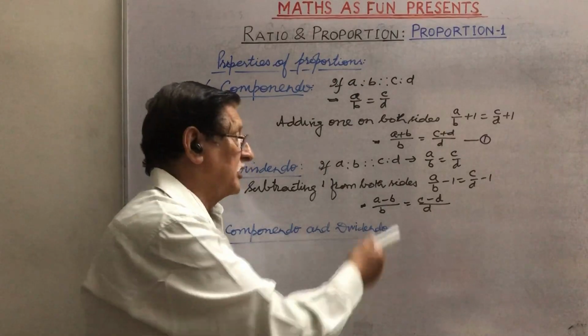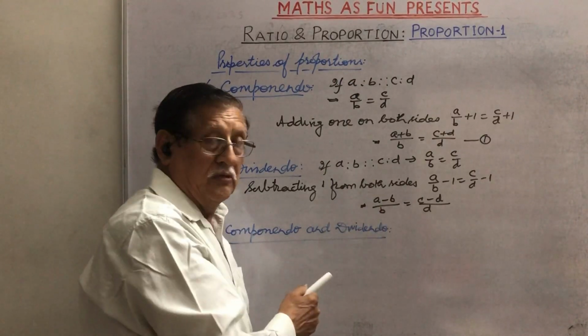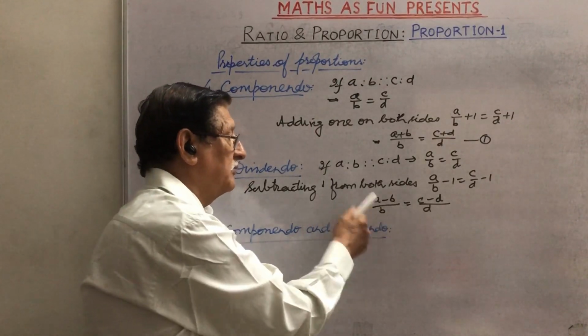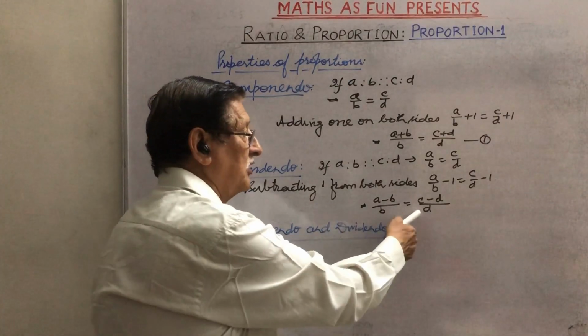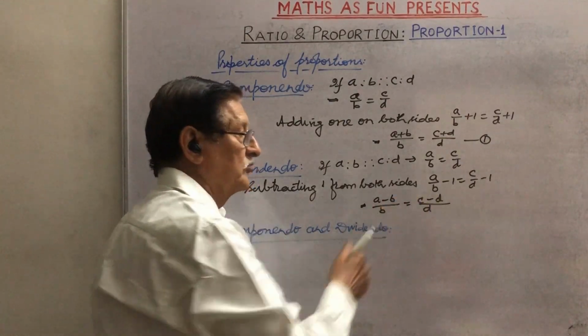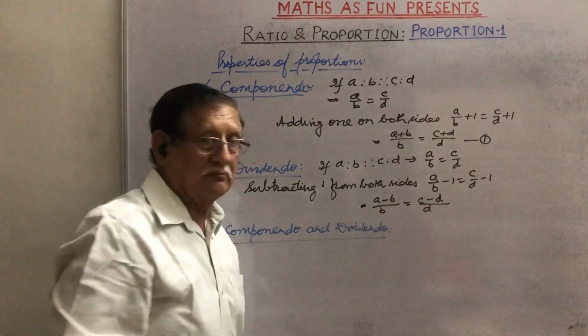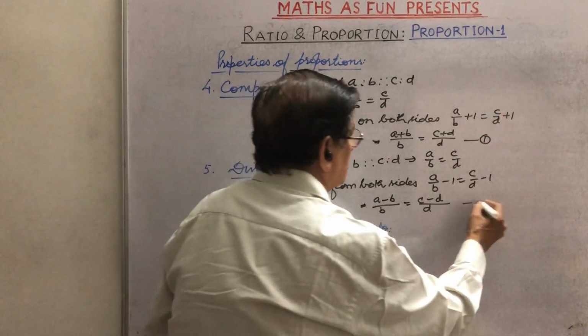It means the difference of the first and second term divided by the second term is also same as the difference of the third and fourth term divided by the fourth term. This we can write as 2.